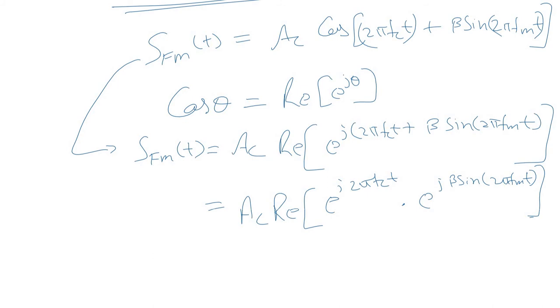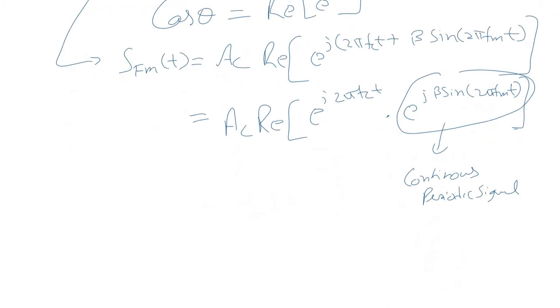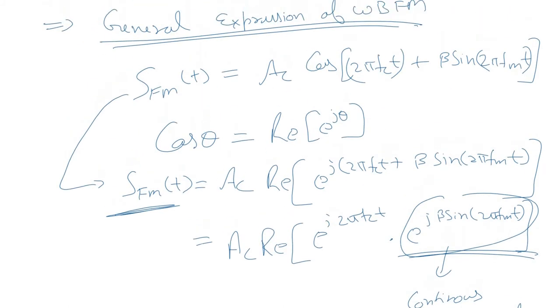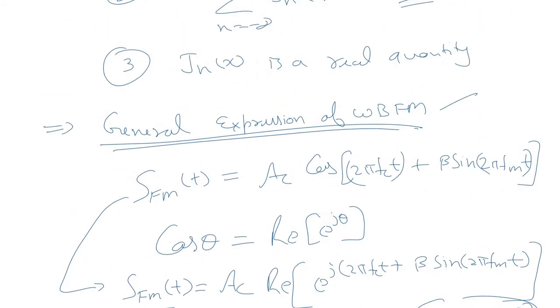Now this e raised to power jβ sin(2π f_m t) is nothing but a continuous periodic signal. So we'll represent it in the form of the Fourier series. We'll find the Fourier series of this particular component, substitute it here, find the expression, and further use the assumption that we are finding the expression for wideband FM, where β is greater than 1.